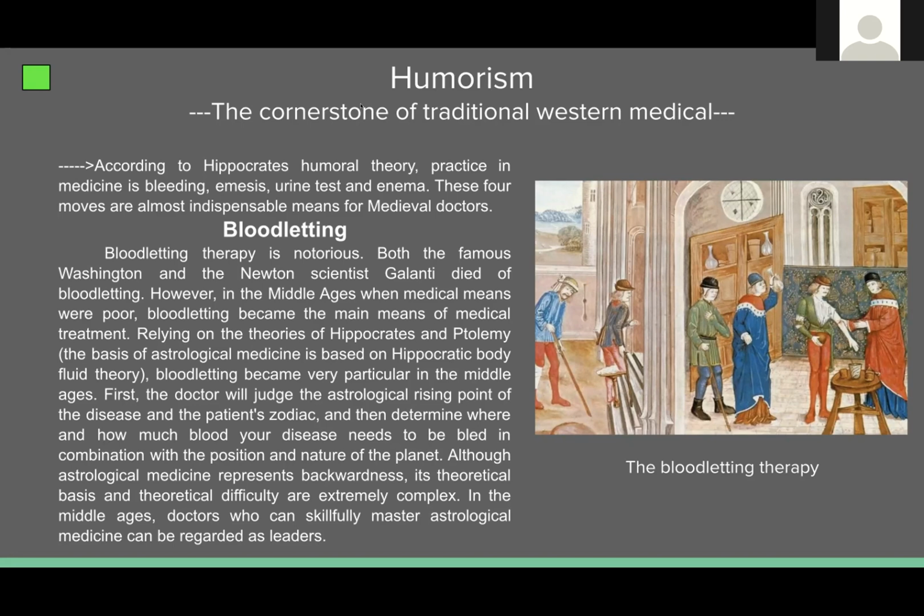First, the doctor would judge the astrological rising point of the disease and the patient's zodiac. Zodiac means the patterns of the stars when you are born, like Gemini or Cancer. Then they would determine where and how much your disease needed to be bled, in combination with the position and nature of the planet. Although astrological medicine represents backwardness, its theoretical basis and difficulty are extremely complex. In the Middle Ages, doctors who could skillfully master astrological medicine were regarded as leaders. So this is also superstition.